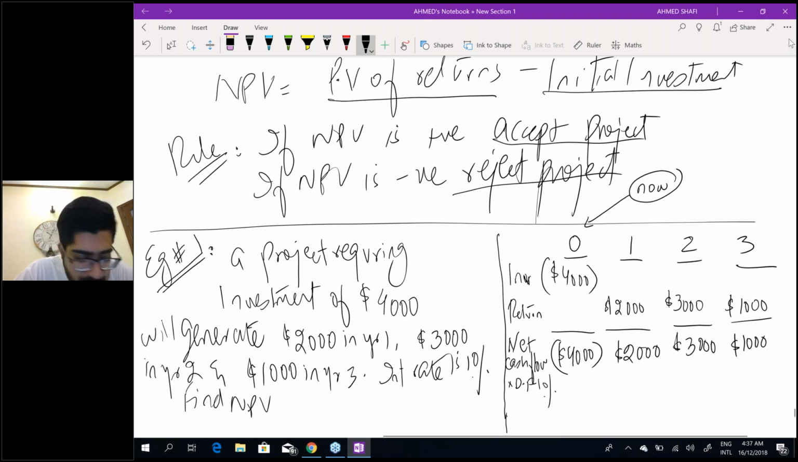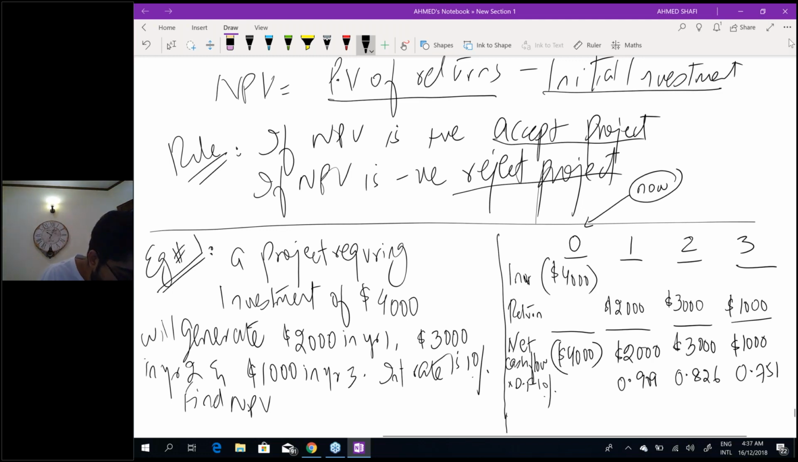Now, for 10% and year 1, you need to look at 10% in the table, in the diagram in the pic. And year is 1. You can see 0.909 for 10% year 1. Now for 10% and year 2, you are seeing 0.826, and for 10% year 3, you are seeing 0.751.